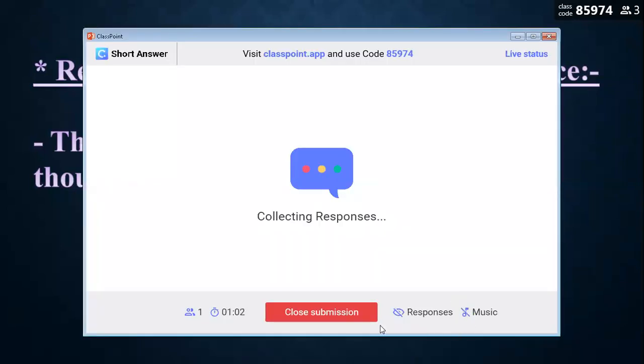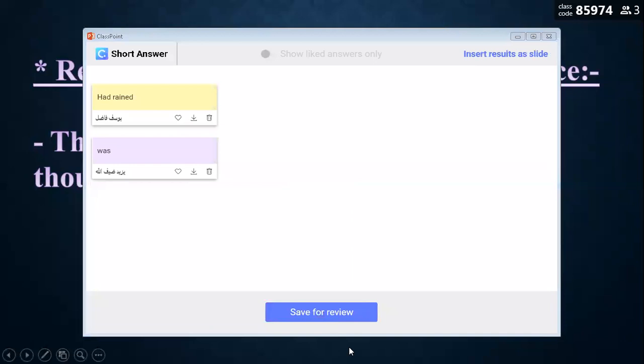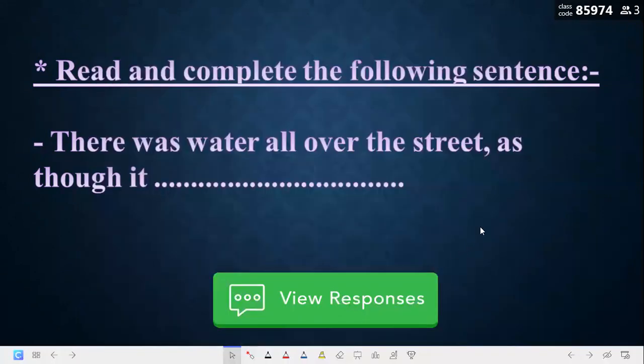طيب كده نقفل بقى الكويز ونشوف كده الناس جاوبت ازاي. يوسف فاضل بيقول had rain. يزيد بيقول was. طيب I think it's right for Yusuf. I think it's right. Your answer is right. Now let's see the answer.